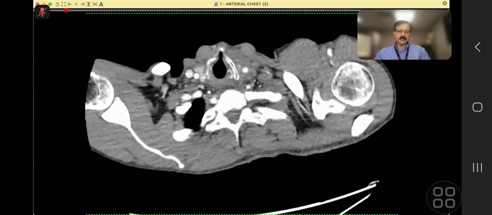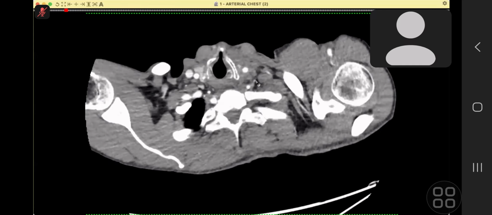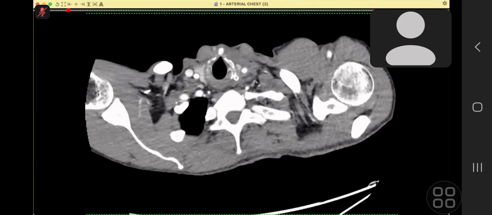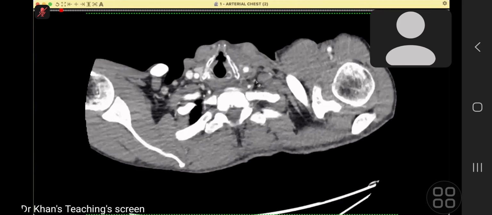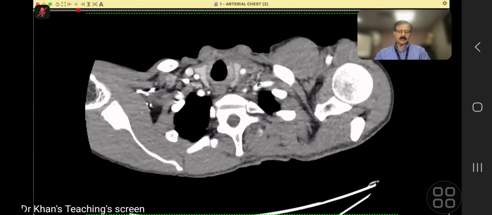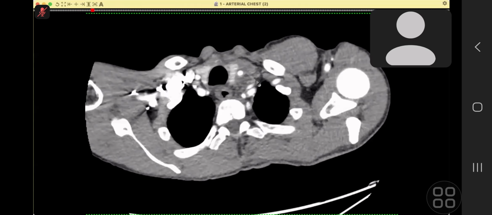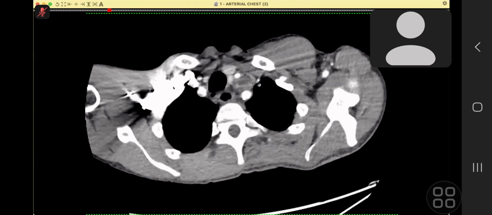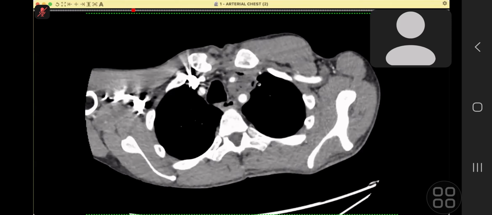Look at the jugular vein. The jugular vein is not opacified. What does that mean? It is thrombophlebitis, septic thrombophlebitis, probably of the jugular vein.